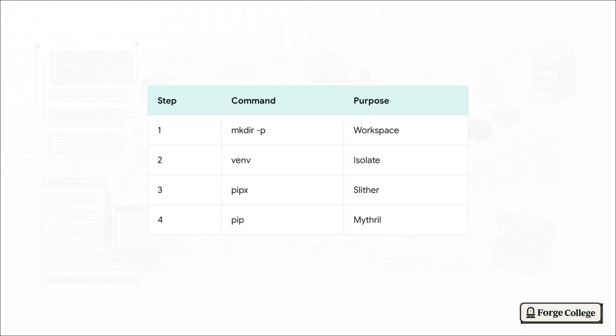So here's our exact bill of materials. First, we create our workspace directory. Second, we isolate the environment using venv. Third, we install Slither. Now, notice we recommend pipx for Slither, which puts it in its own isolated global environment so you can run it anywhere. But honestly, standard pip inside your venv works just as well. Finally, we install Mythril using pip. By pinning specific versions, like Slither 0.10.3 and Mythril 0.24.16, we pretty much eliminate any nasty surprises.